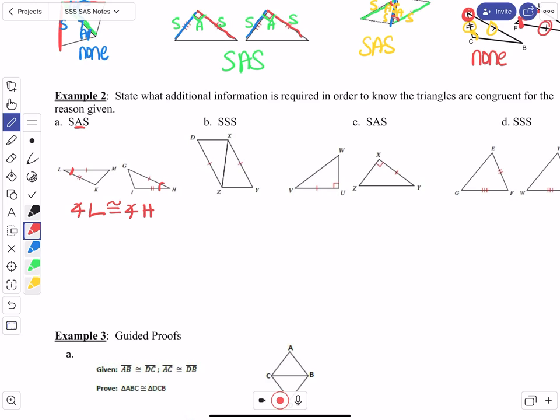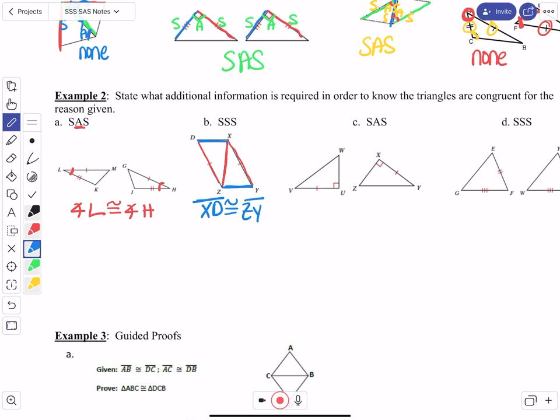Okay, on B, we need side, side, side. It wants us to be able to use side, side, side. Now, it already gives us this side and this side. And technically, it has already given us this. If it shares a side, that is something that is given. So we don't need to be told that XZ is congruent, because it's shared. We already know that. So we need to know what's in blue. We need to know that XD is congruent to ZY. That's what we need to know.